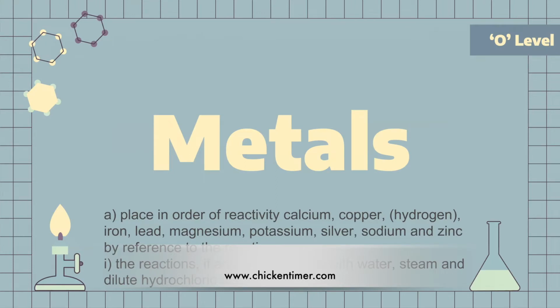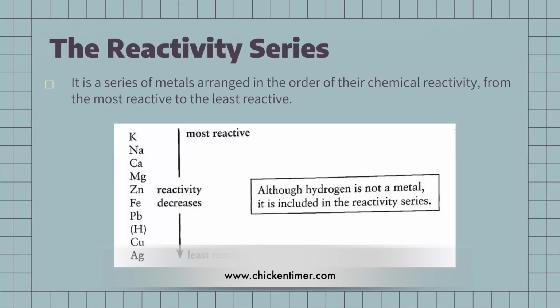So the list of metals we will get is this. We are going to find out who is more reactive, who is less reactive, and then we are going to arrange all of them in some order. We just jump into the reactivity series straight. It is a series of metals that are arranged in the order of their chemical reactivity, from the most reactive to the least reactive.